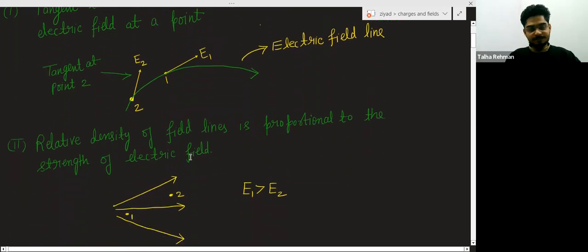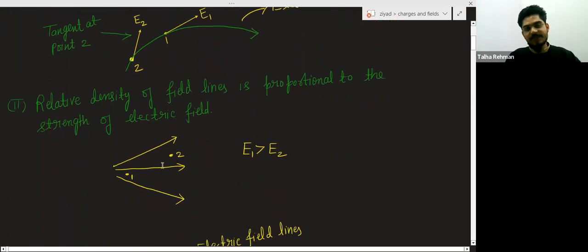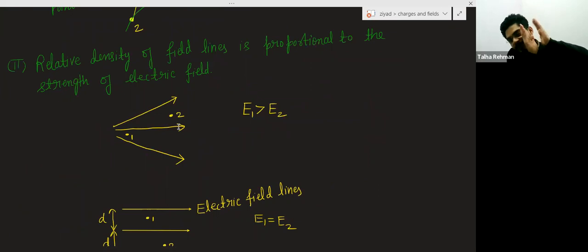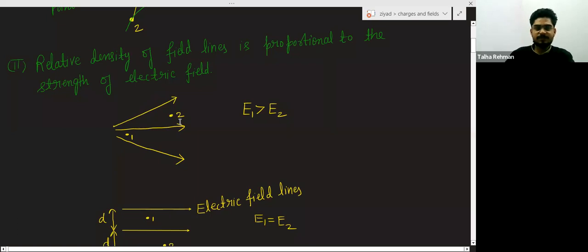Okay. After that, these are 3 electric field lines. The closer the electric field lines are in any region, the greater the electric field strength there. See these 3 electric field lines. These electric field lines are closer at region 1 and far apart at region 2, which means the electric field strength at point 1 is greater.